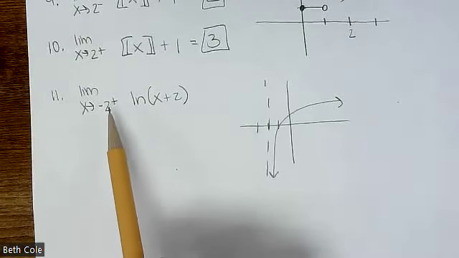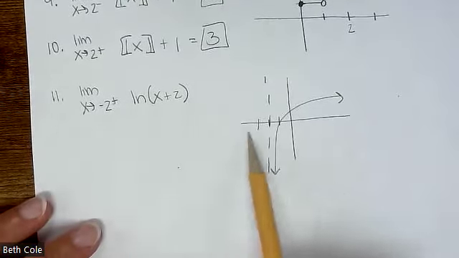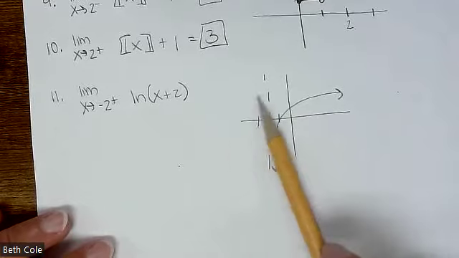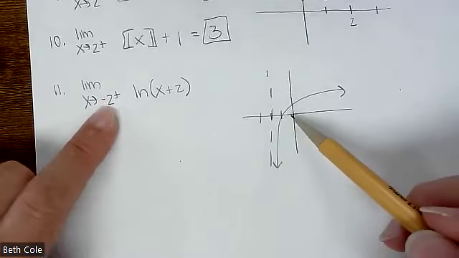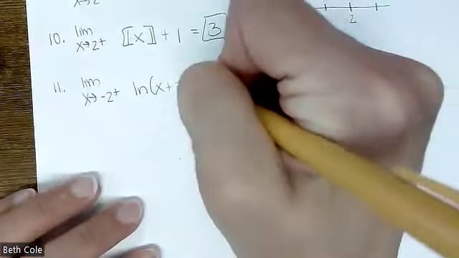We want to approach -2 from the right. It's really good it's from the right and not from the left. Why? There's no graph over there. So if you approach -2 from the right, where is it headed? Yeah, -infinity.